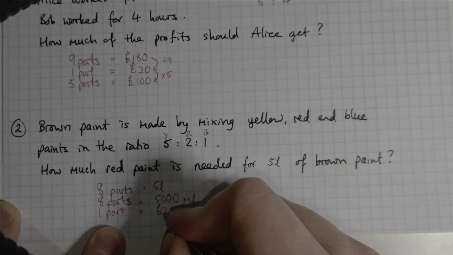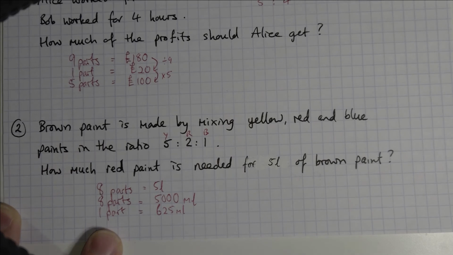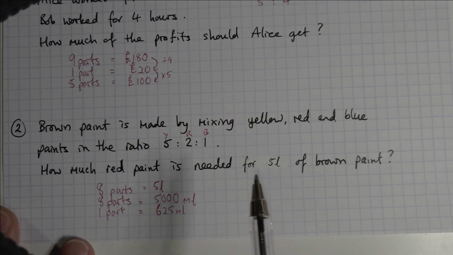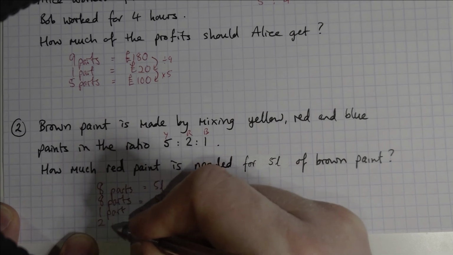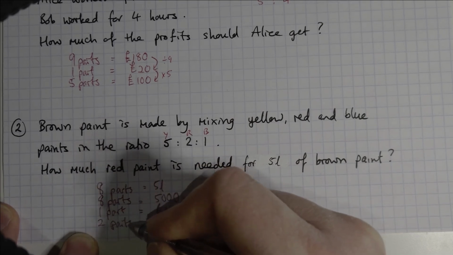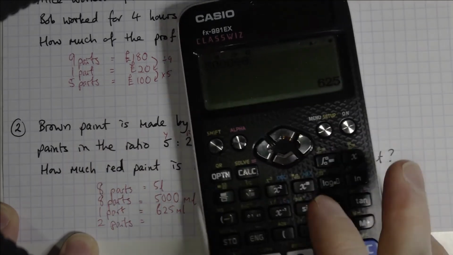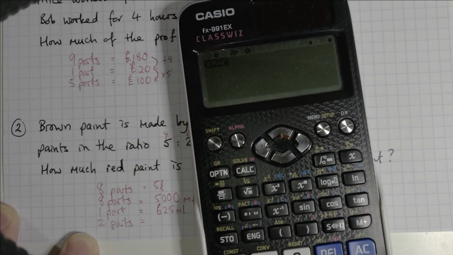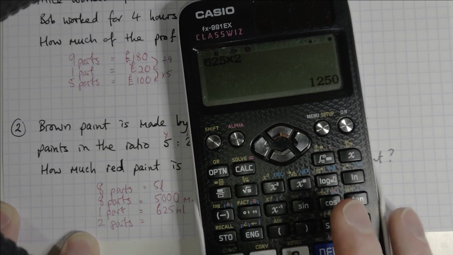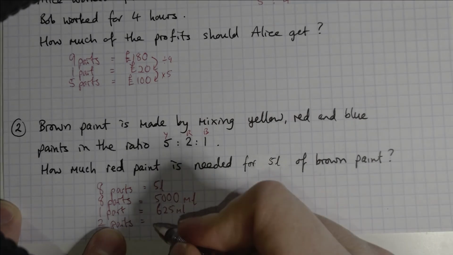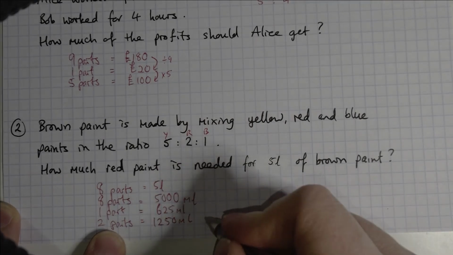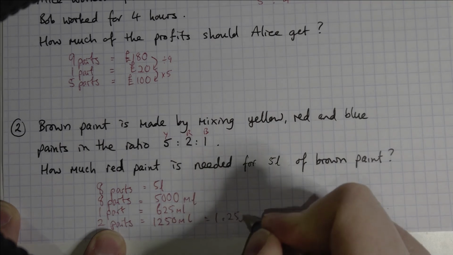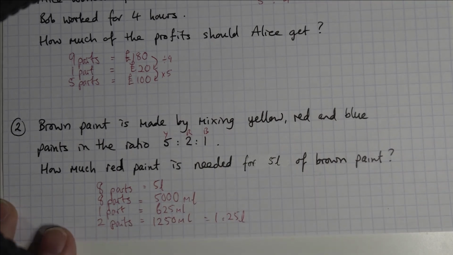So I've got 625 millilitres is 1 part, but the red is 2 parts. Right, the red is 2 parts. So we'll go back up to 2 parts. So I'll times that by 2. That's my 625 multiplied by 2, and that's 1250 millilitres, or I could say 1.25 litres if you like. If you wanted to do it all in litres, that was fine.